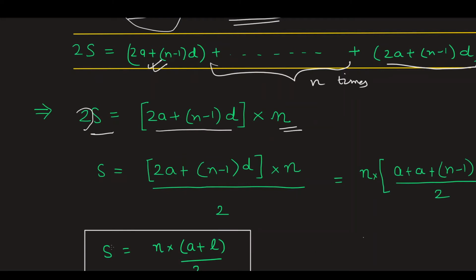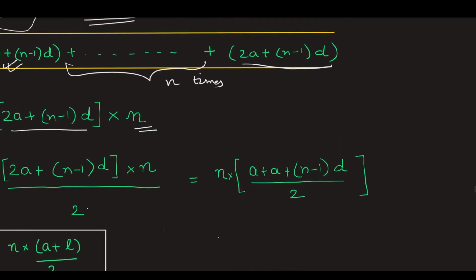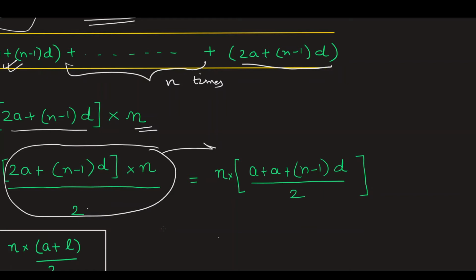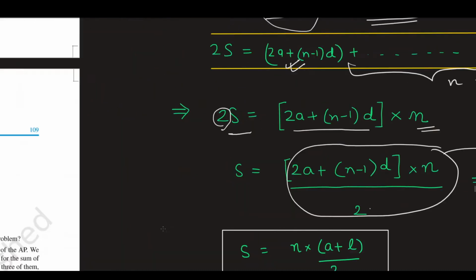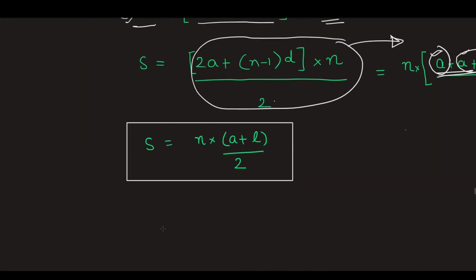Now shift this 2 here, and we can also write this formula in this way. Just break 2A into A plus A. Now see, this is the first term, and this combined thing is the last term, A plus n minus 1 D. So we have a nice formula here that is saying S is equal to Sn, that denotes the sum of the first n terms, n into A plus L upon 2.